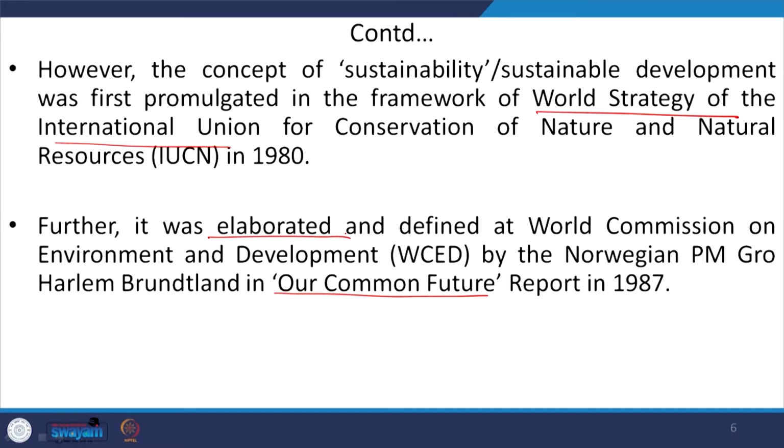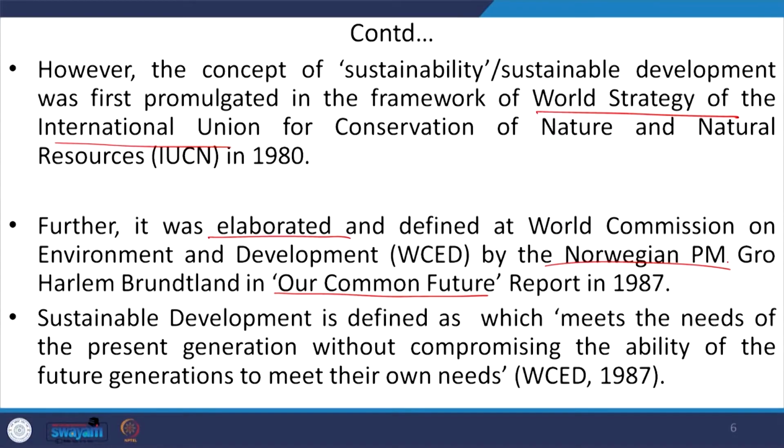And as you understand, this Brundtland report is named after the Norwegian Prime Minister Gro Harlem Brundtland, where the sustainable development or sustainability concept was popularized and emphasized to be reflected in the public policies of the countries throughout the world, in order to sustain the resources for not only meeting the present generation's needs, but also for the needs of the future generations.